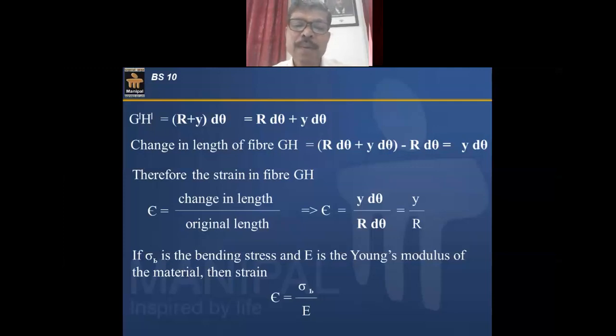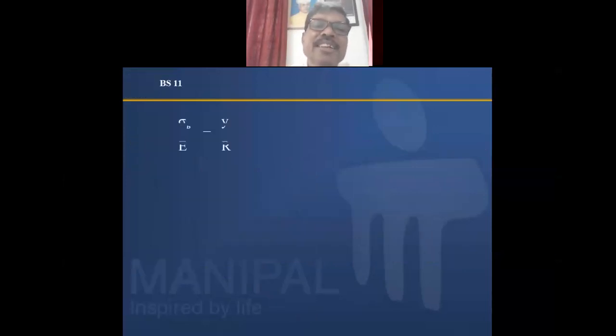Sigma is the stress, upon modulus of elasticity E, or you can write E is equal to sigma by epsilon, stress directly proportional to strain. Now strain is equal to sigma by E, and strain is also equal to y by r. If we equate the two, we get the expression sigma by E is equal to y by r. So stress upon modulus of elasticity is equal to y divided by radius of curvature.